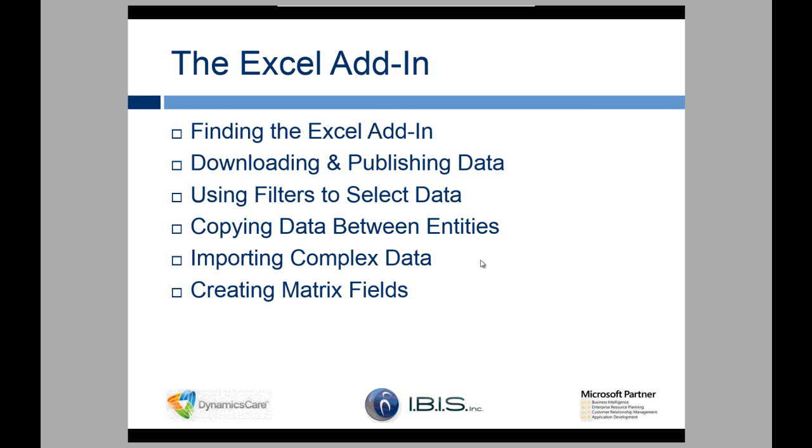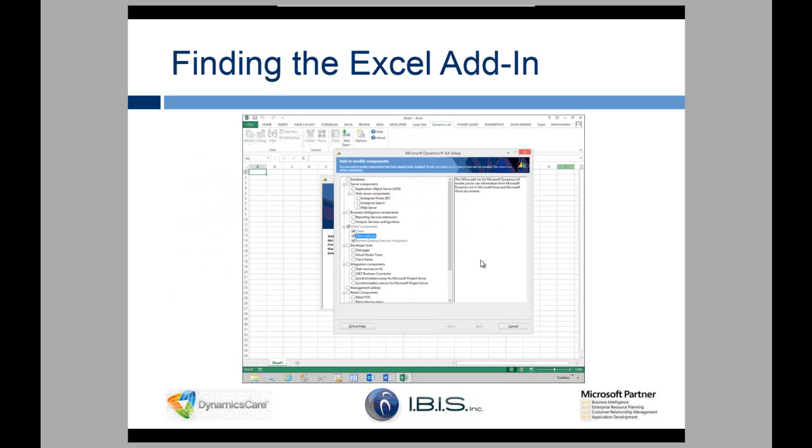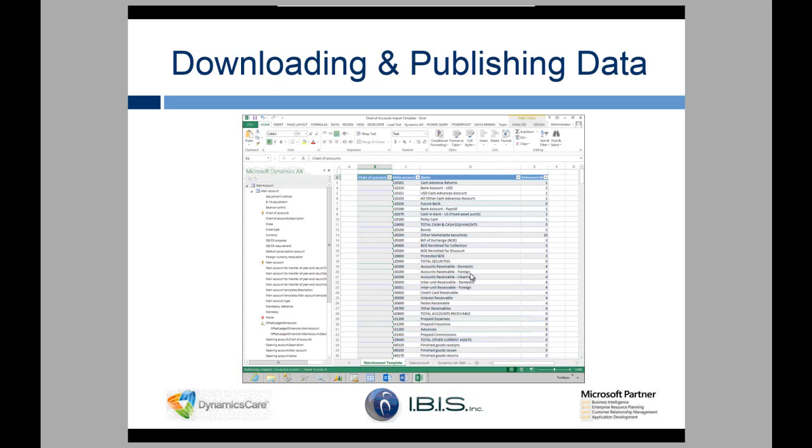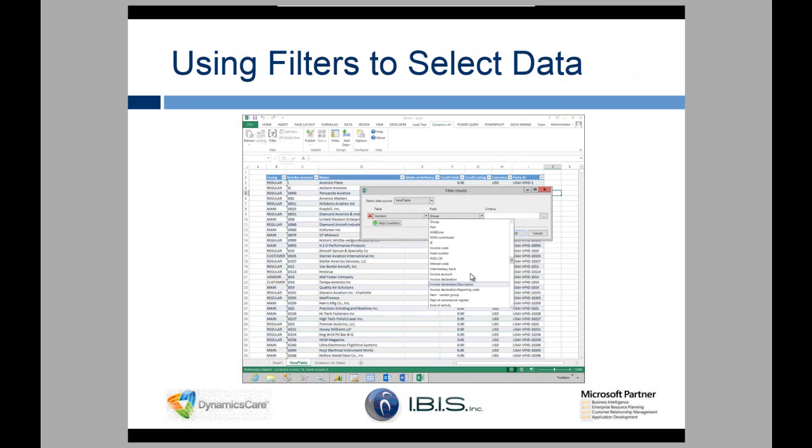Now, the items that we're going to talk about today are that I'm going to show you how you can find the Excel add-in. For example, if you don't have it installed already, then you'll need to install it, but that's really easy because you just install it off the Dynamics AX install kit. Now, also I'm going to show you how we can download and publish information. So this is really just how to use the basic features within the Excel add-in to grab information and pull it out. Now, then also I'm going to show you how we can use filters.